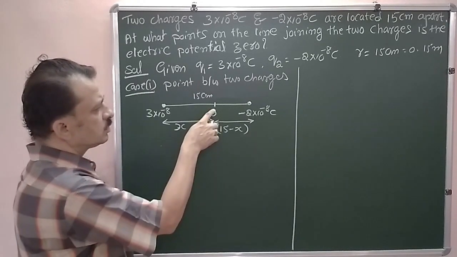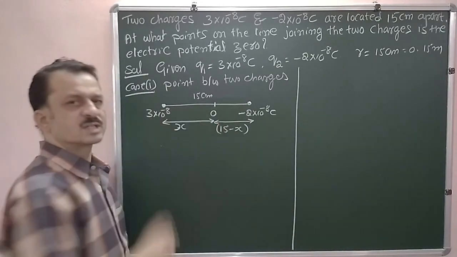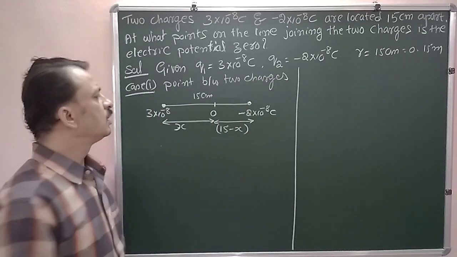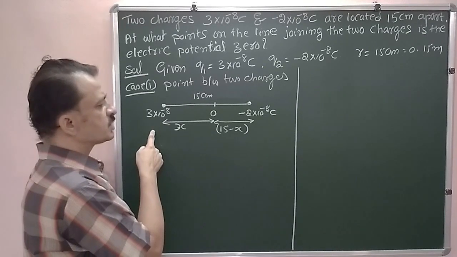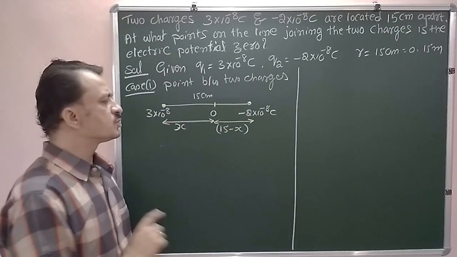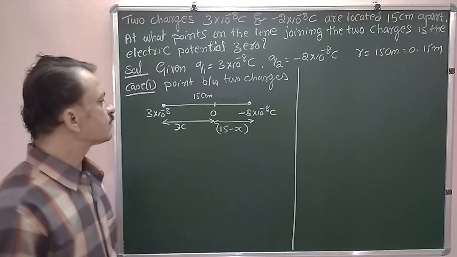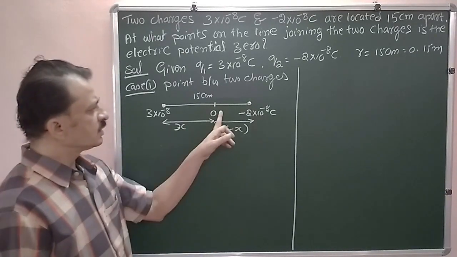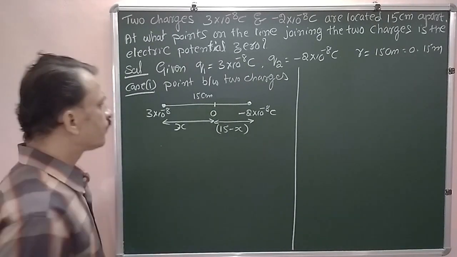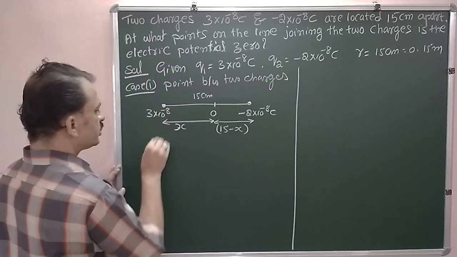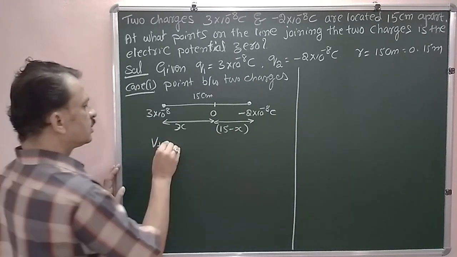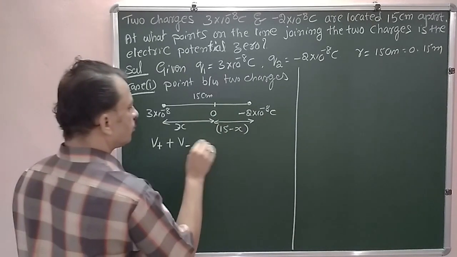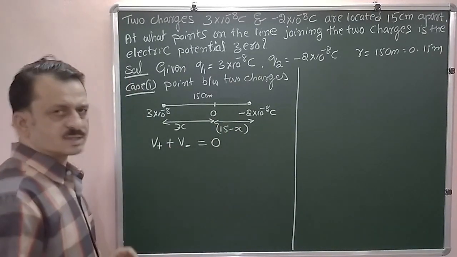Now here we have assumed that at the point O between the two charges, the potential due to the system of two charges is 0. It is at a distance x from the positive charge. Then the distance of the point from the negative charge is 15 minus x. Now according to the superposition principle, since the potential at O is 0, therefore the potential due to the positive charge plus the potential due to the negative charge at the point O is equal to 0.